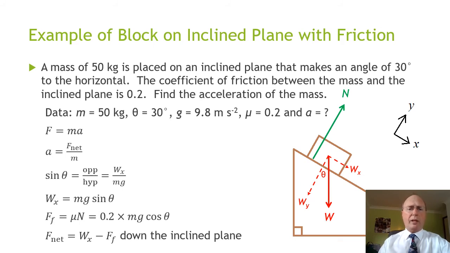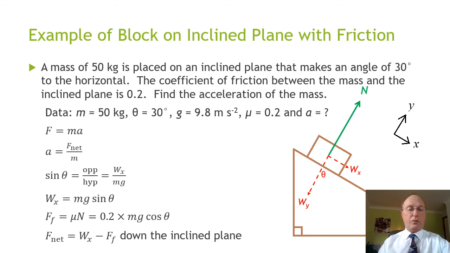Now friction always opposes the force causing motion. If there was no friction, then the mass would slide down the inclined plane. So we know that there is a friction force pushing back in the opposite direction, even though it's caused by contact between the mass and the inclined plane. I'm going to move it so that the friction force is acting on the center of mass. We sometimes call this a free body diagram. The friction force equals mu times the normal force. And in this case, it's 0.2 times mg cos theta.